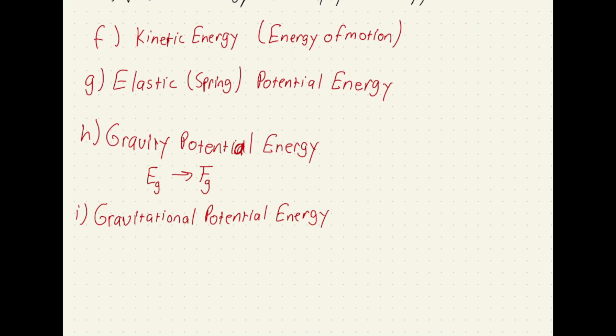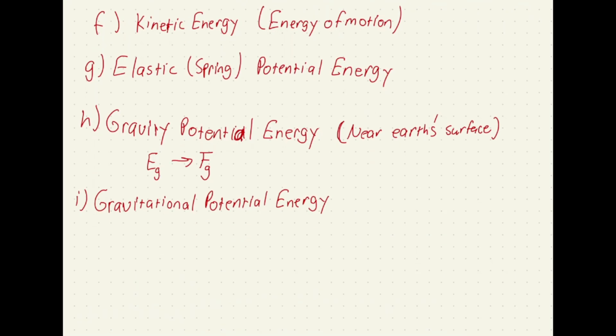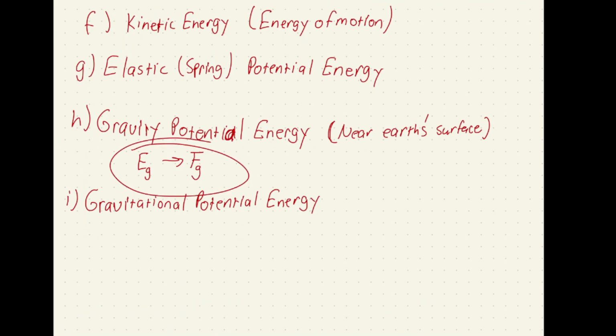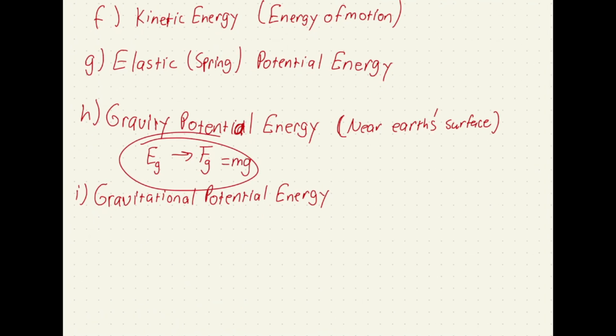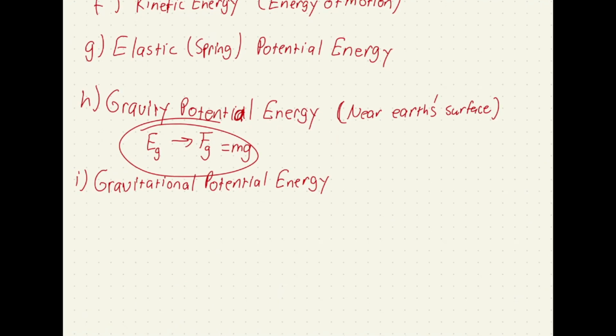So when we're near Earth's surface, we can use this energy. And when we're far away, or two objects are very, very far away, or we're on a different planet and the mass is different or the radius is different, then we have to use this gravitational potential energy. But we'll talk more about that when we get to rotational motion stuff. So for now, we'll focus on this gravity potential energy, which is related to Fg, which, as we remember, is mass times gravity, g, the g constant.